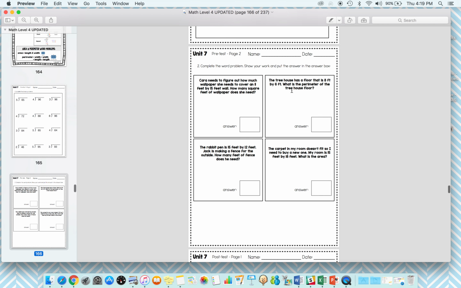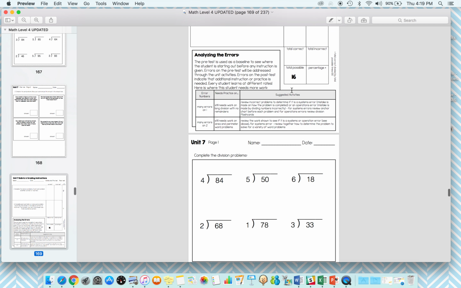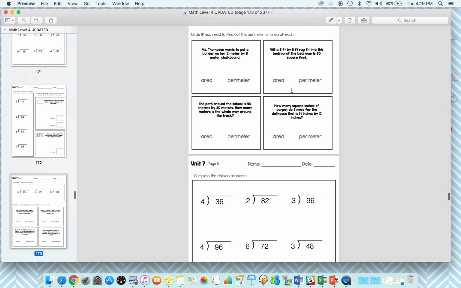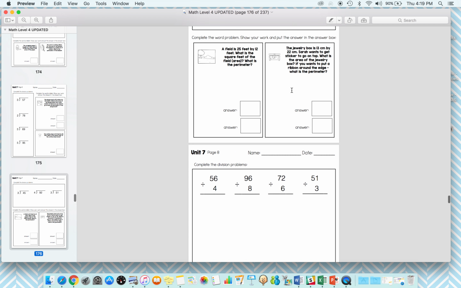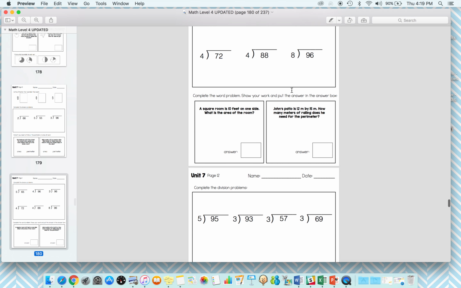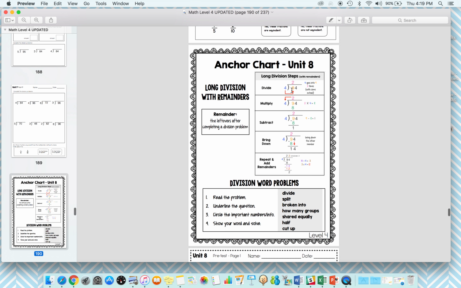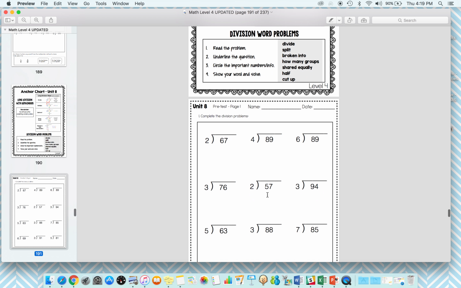So we're getting into some more complex numbers here. Again, with no remainders still, there's the rubric. And we are on area and perimeter word problems. Again, making that more applicable. And then the next section is long division with remainders. So again, getting to the most complex here, showing how to do these more advanced division problems. And then we have division word problems.